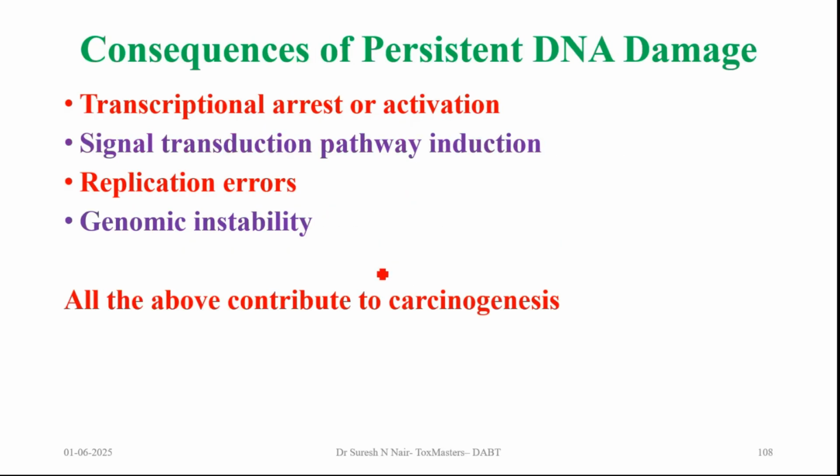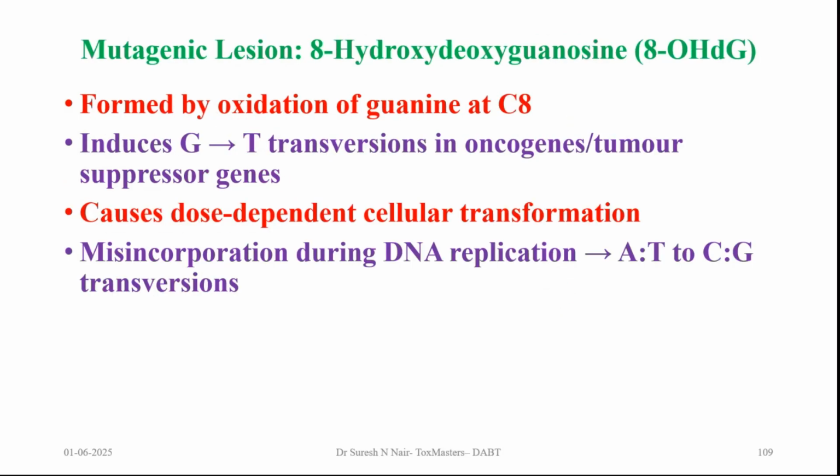Now, the consequence of persistent DNA damage will lead to transcriptional arrest or activation. Then there will be signal transduction pathway induction, then replication errors, and that will lead to genomic instability. These four pathways, together or singly, are capable of producing carcinogenesis. An example is hydroxydeoxyguanosine, and how it produces carcinogenesis.